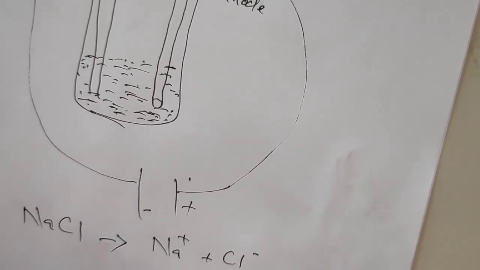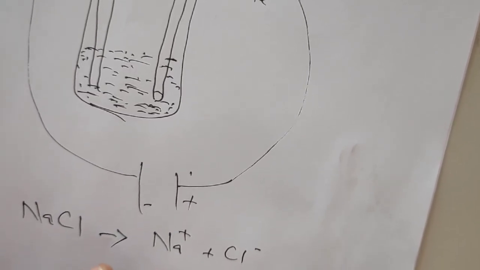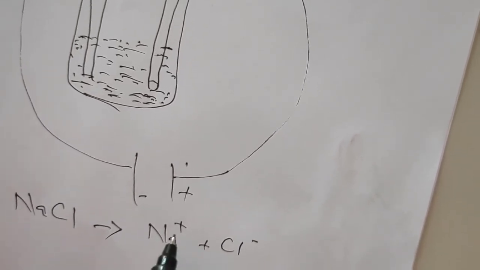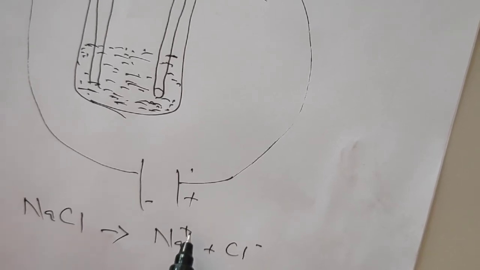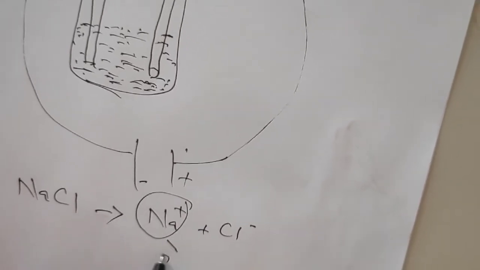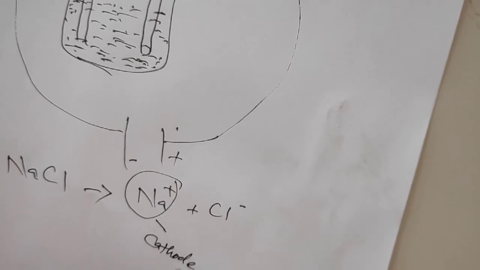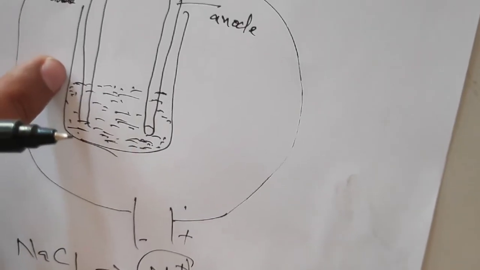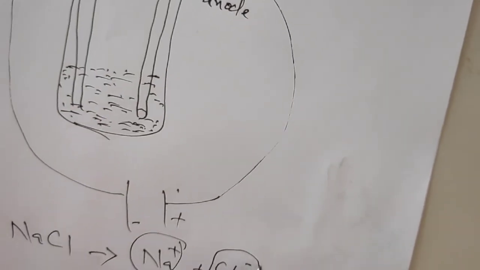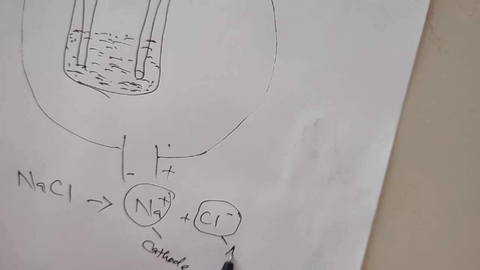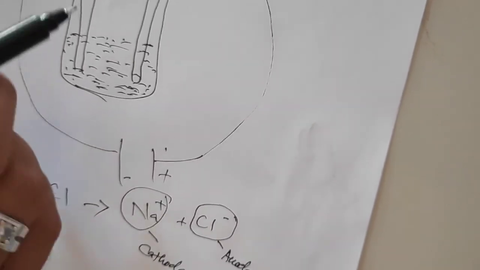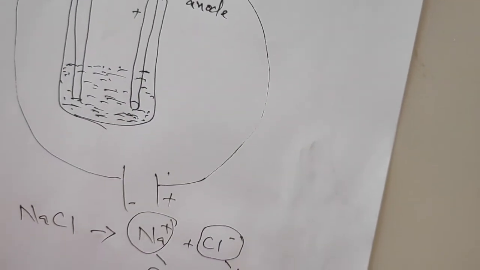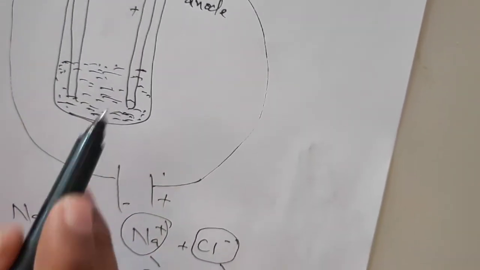When the solution breaks into ions, the ions will move towards the respective electrodes. Respective electrodes means the positively charged sodium will move towards the cathode because opposite charges attract each other. And the Cl will move towards the anode, because the anode is a positive charge and the cathode is a negative charge. So chlorine will go towards the anode.